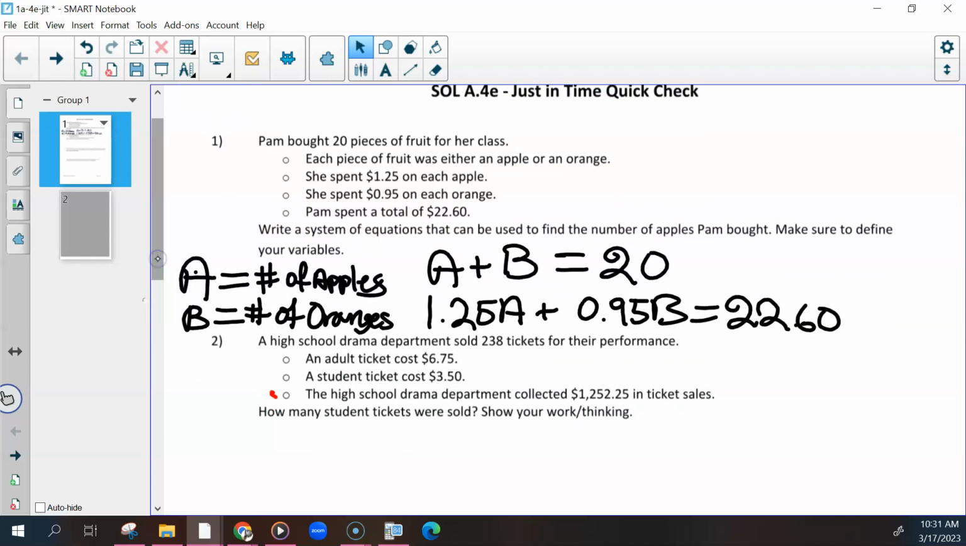And then because it gives you 4 numbers, you are going to use all 4 numbers. The 20 and the 2260 are your 2 totals. Money goes with money, so the 125 to 95 with your variables need to go in that equation. And since 20 is your total number of pieces of fruit and these represent number of different fruit, you would add those together. Questions on that?